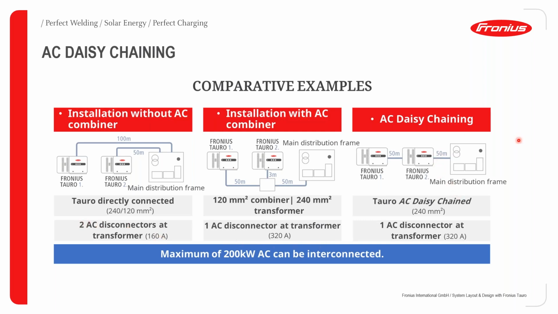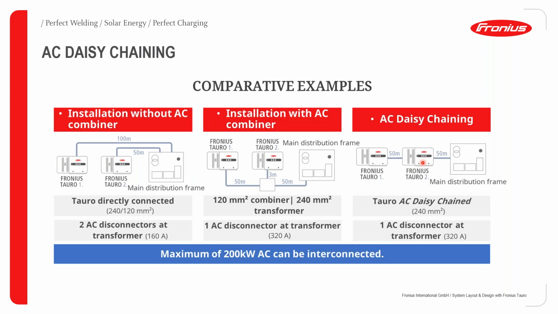In the third example, I'm using AC-DC chaining. I've got Tauro 1 and Tauro 2, a 50 meter cable between Tauro 1 and Tauro 2, and a 50 meter cable between Tauro 2 and your distribution frame. This is an AC-DC chain option, so whenever you use an AC-DC chain option, you've got to make sure that both this cable and that cable are rated for these two systems put together.